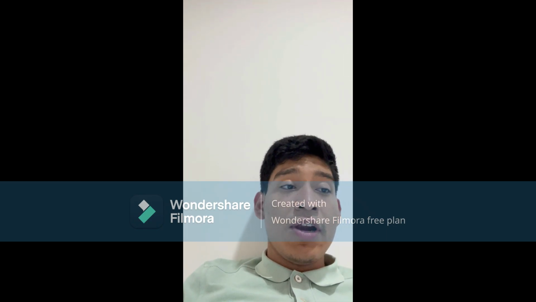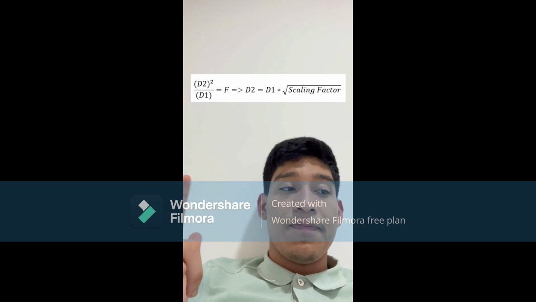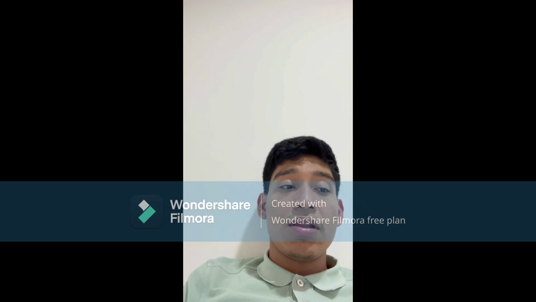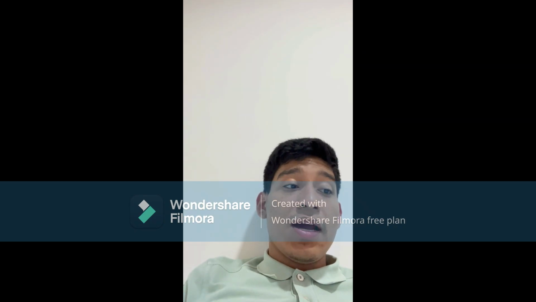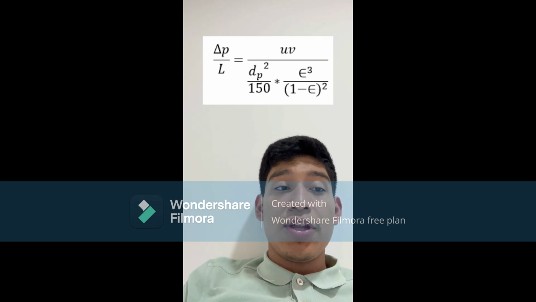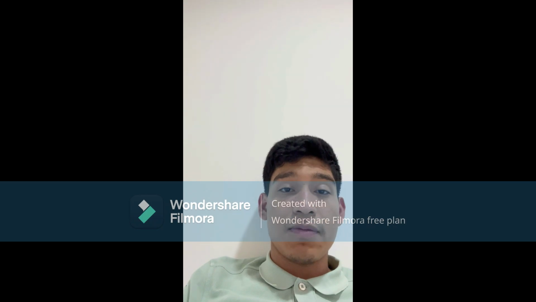Knowing the scaling factor, the industrial column diameter can be calculated using this equation. Finally, the length of the new system can be determined by rearranging the following equation. Additionally, Darcy's equation must be considered to estimate the pressure drop across the column under the new conditions.